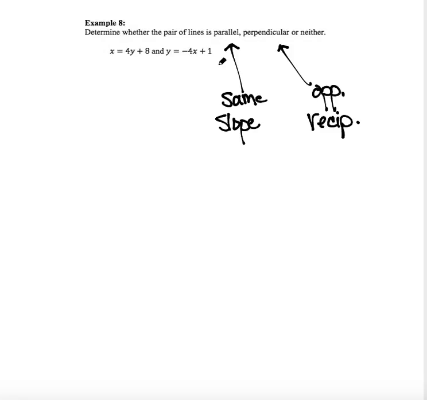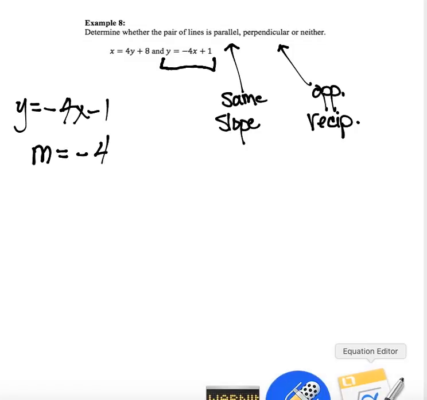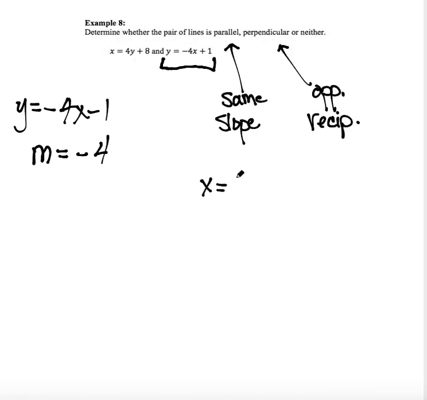So I'm going to look at the second equation first. This second equation, y equals negative 4x plus 1, is already in a form that I recognize. I know that the slope of this line is negative 4. But when I look at this other line, I have x equals 4y plus 8, I can't look at that and pull out the slope. I don't know what the slope is when it's in that form.